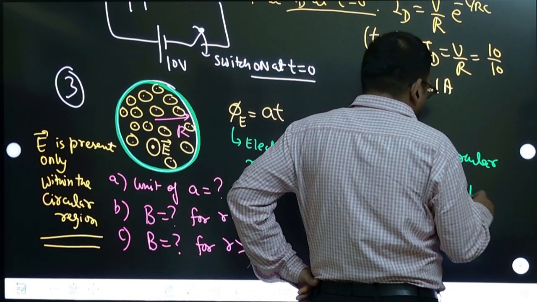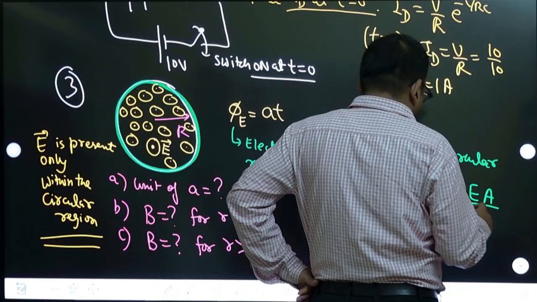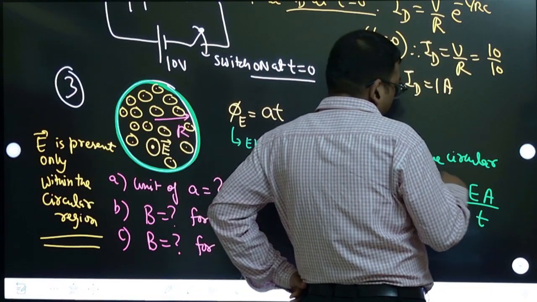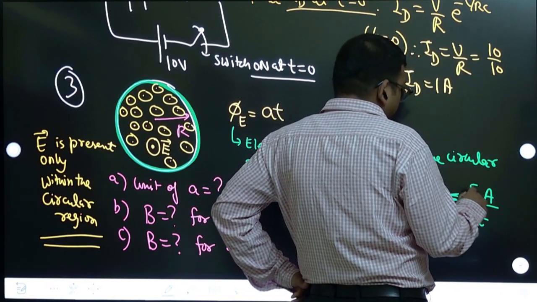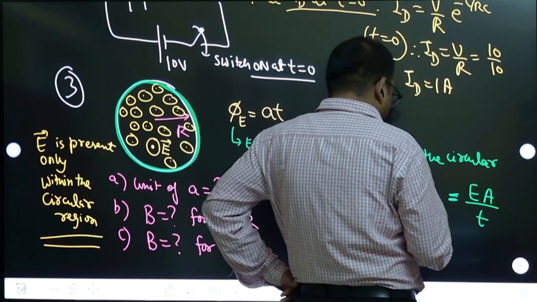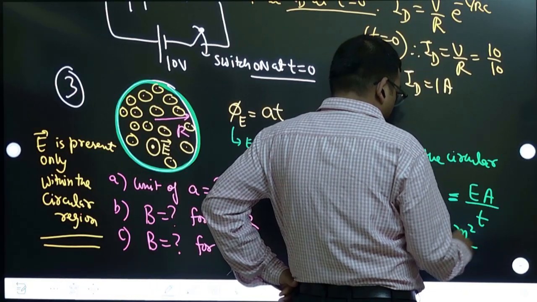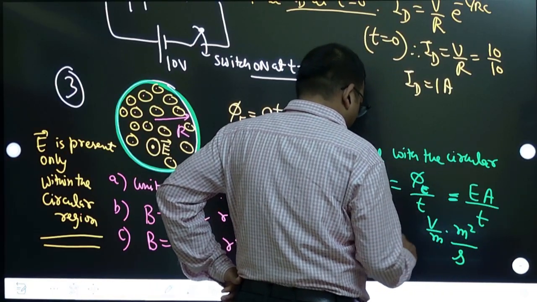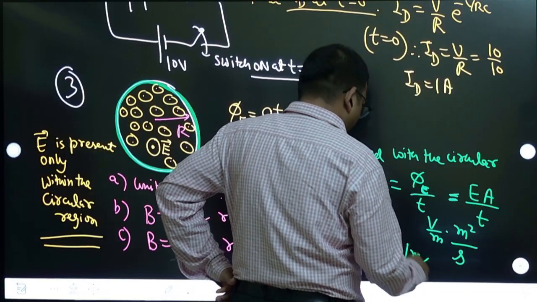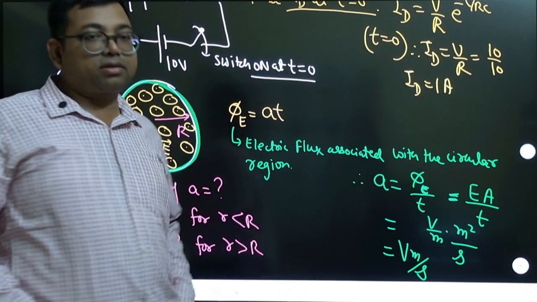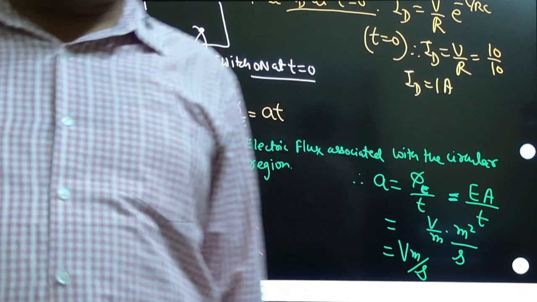So electric field into area, at least we can write. Electric field is V by meter, and this is meter square. Time is second. So yes, volt meter per second we can write. But what is the SI unit of electric flux? Is there any SI unit of electric flux?